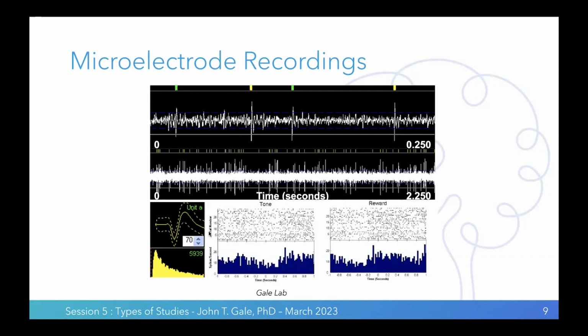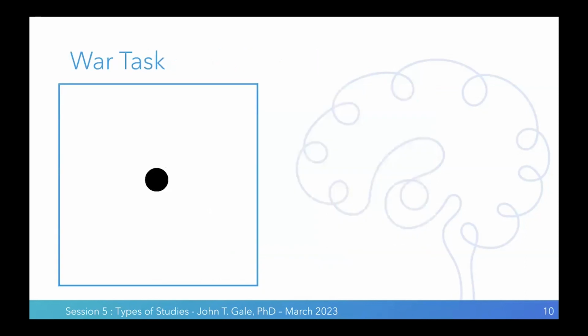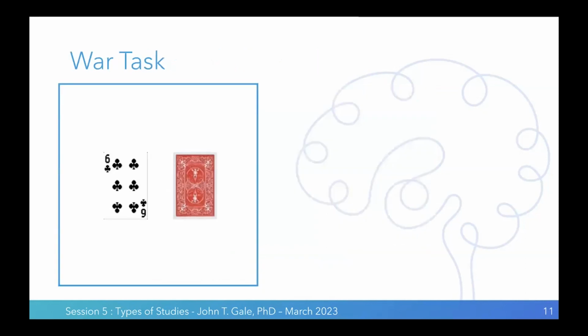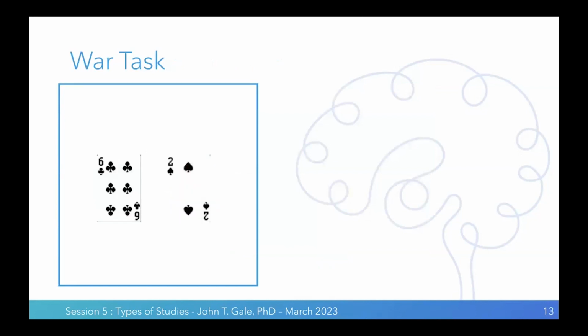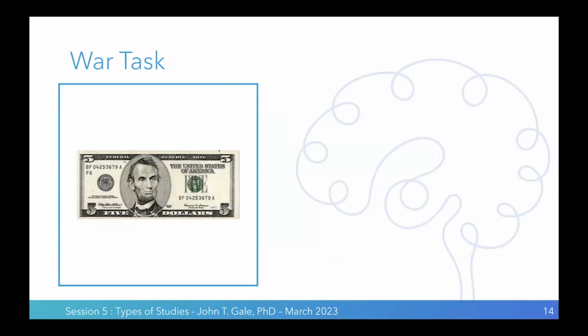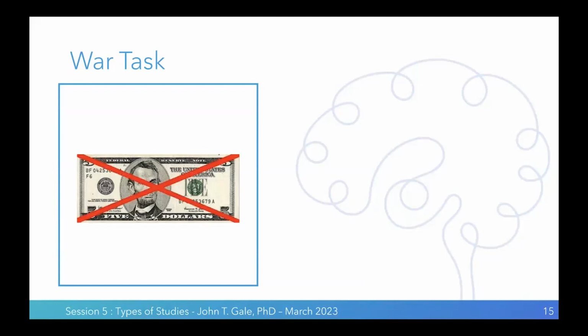So going back to the task, this is what the patient would see on the screen. They would see a 6 card, the computer's card is down. They would make their bet. In this case, they beat the computer, and if the patient had chosen the $5, they would see this. Otherwise, they would see something like this.